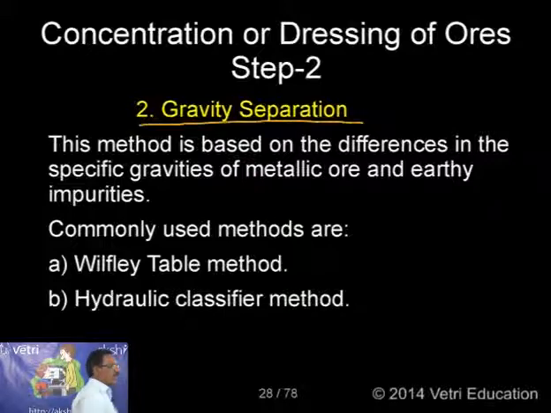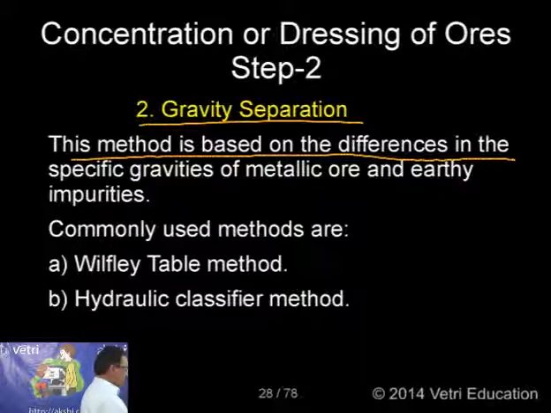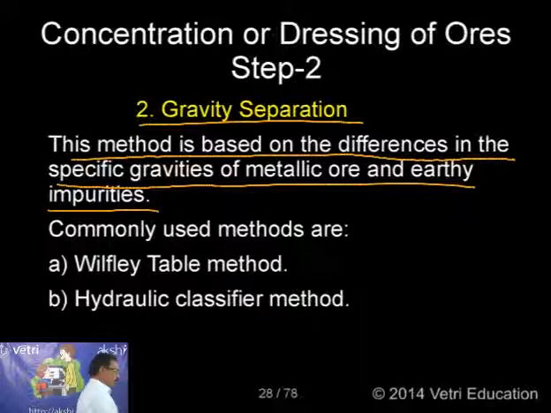Gravity separation. This is another most important method to concentrate or dress ores. This method is based on the differences in specific gravity. Kindly follow, questions can be asked. Gravity separation is based on the differences in specific gravity of the metallic ore and the earthy impurities. This is the most important. Based on the specific gravity of the metallic ore or the impurity, we can adopt suitable methods of gravity separation.